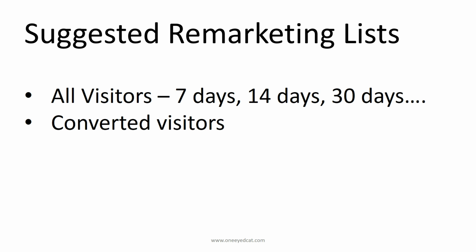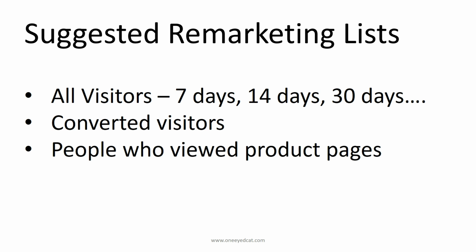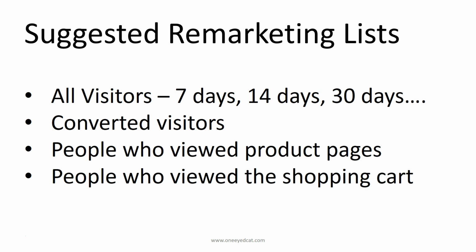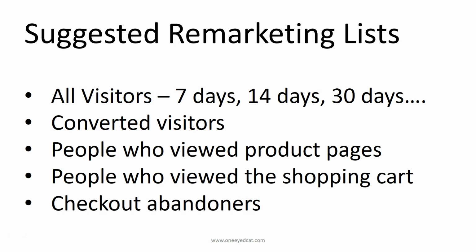Converted visitors, as I just said, you need to have a list of those. People who view product pages, so look at your URLs, and most shopping carts' product URLs always have a set format. See if you can figure out what that set format is, because if people have looked at products, then they're clearly more interested than if they just wandered around your website and had a little poke about here and there. And as I said, people who viewed the shopping cart and checkout abandoners, lots of different options.